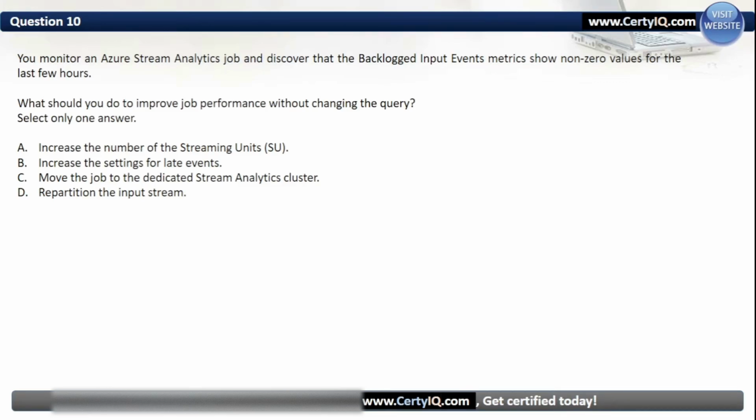non-zero values for the last few hours. What should you do to improve job performance without changing the query? Select only one answer. Our options are A. Increase the number of the streaming units. B. Increase the settings for late events. C. Move the job to the dedicated Stream Analytics cluster. Or D. Repartition the input stream.